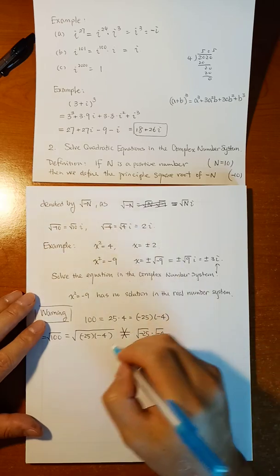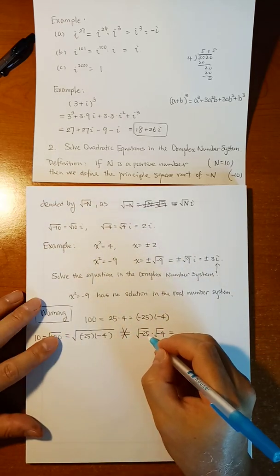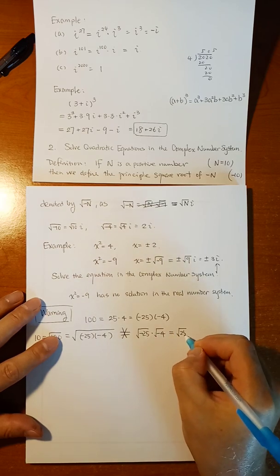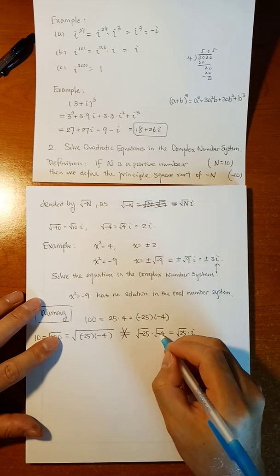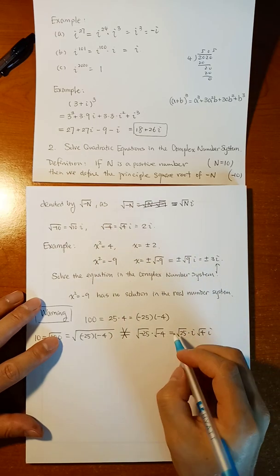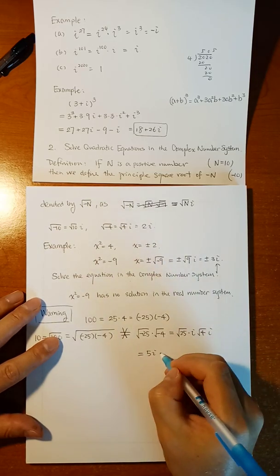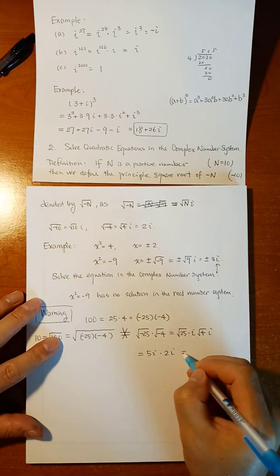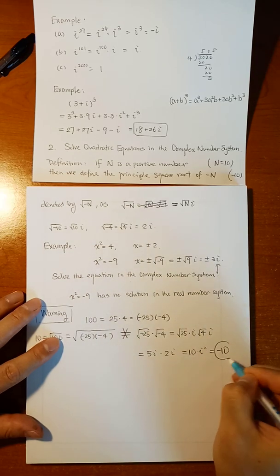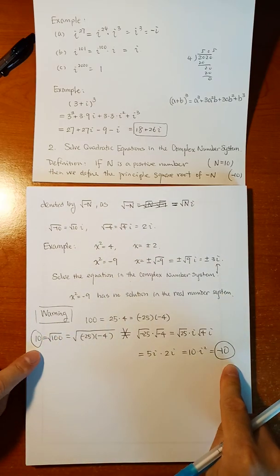Why? You see here, if it is equal, I say if it is equal, let's continue. Square root of negative 25 means square root of 25 times i. Square root of negative 4 is square root of 4 times i. Square root of 25 is 5. Square root of 4 is 2. 5 times 2 is 10. i squared is negative 1, so we get negative 10. See? You will get a crazy result.